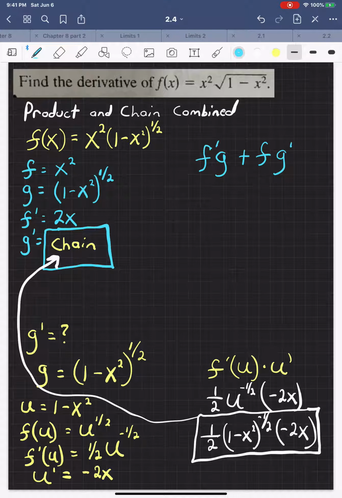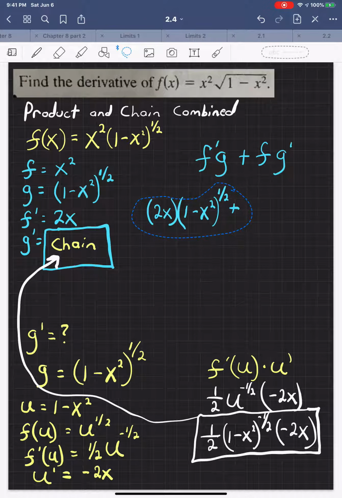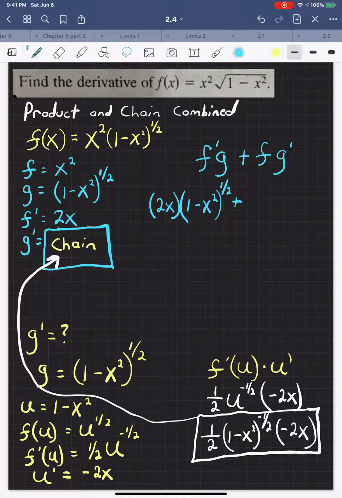And now let's put everything in the right spot. So f prime, so that would be 2x times g, which would be 1 minus x squared to the power of positive 1/2, plus, let me give myself a little bit of space here. All right, so plus f, which is x squared, multiplied by g prime, which is the mess that we have down at the bottom.